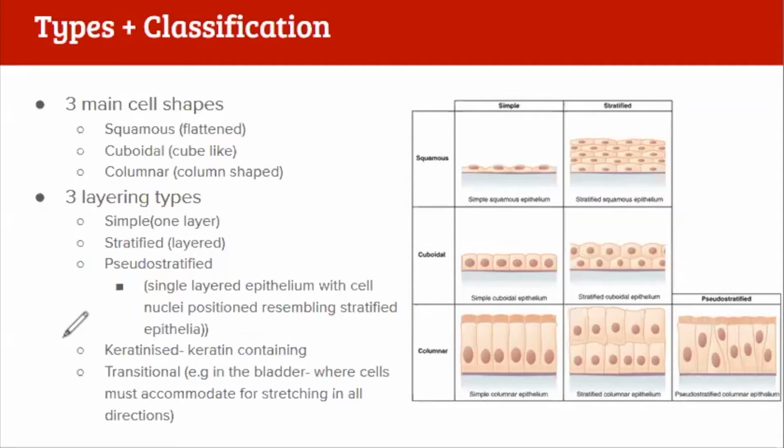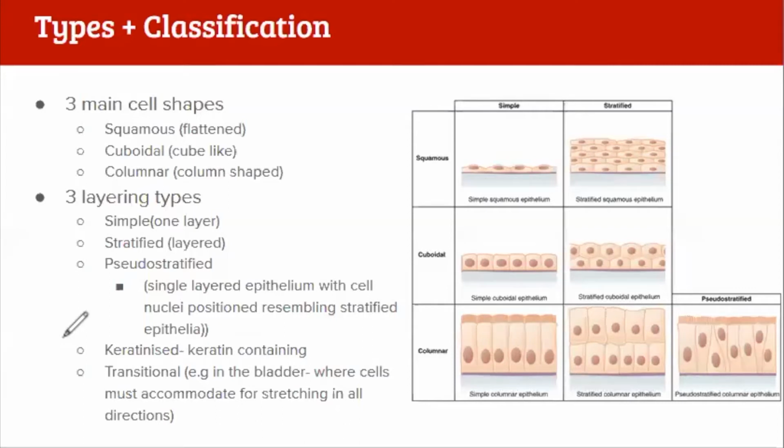First of all, being keratinized, so does it contain keratin? Is it strengthened by keratin? Or it can be transitional. So say like the example being your bladder cells. Those are transitional in terms of the way that they're found because it plays into the role of the bladder and its function where it has to expand in all directions, and that's why the cells are arranged in a transitional different kind of format.